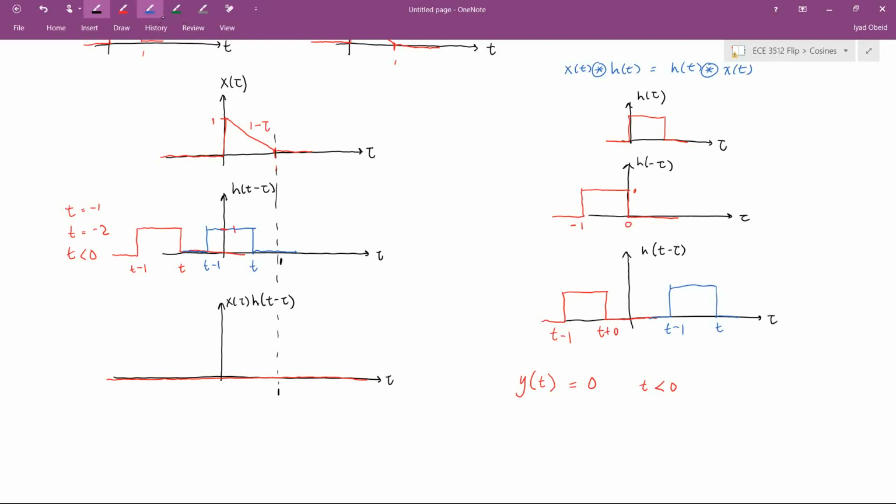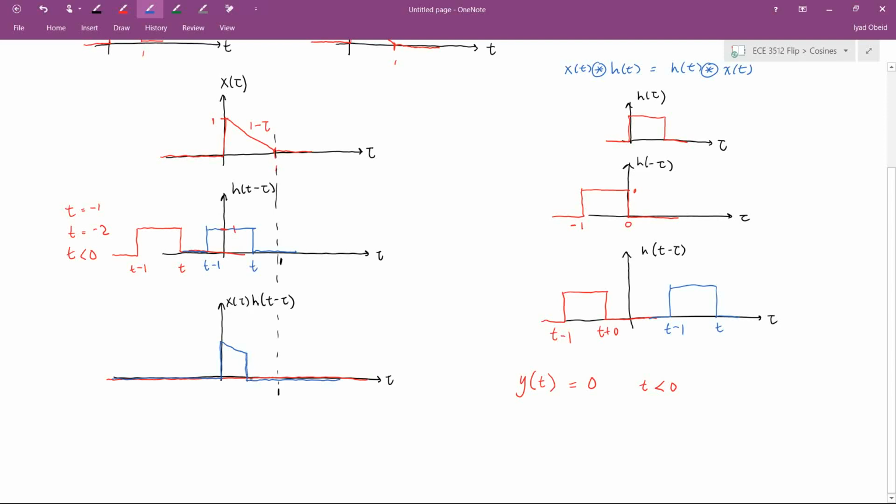Okay. So if I multiply x of tau with h of t minus tau for this particular value of t, now I'm going to get something that isn't 0 for all tau. Now I'm going to get a function that looks like this. It's going to be 1 times 1 minus tau until I get to t, and then after that it'll be 0 again.